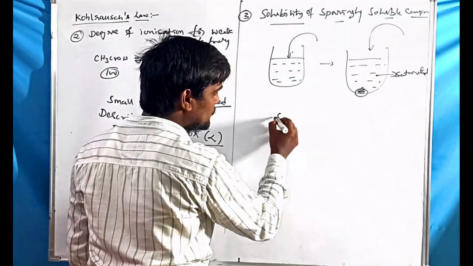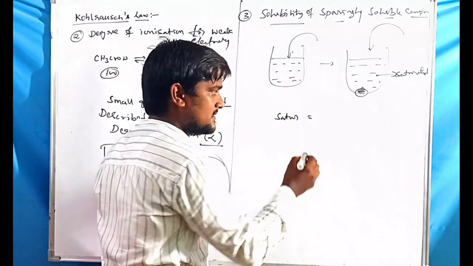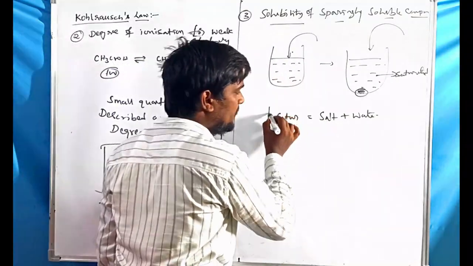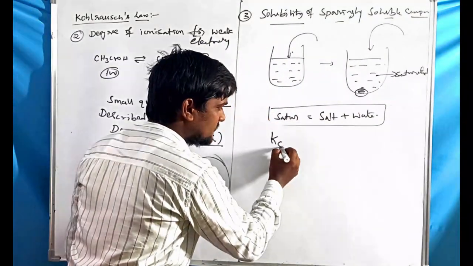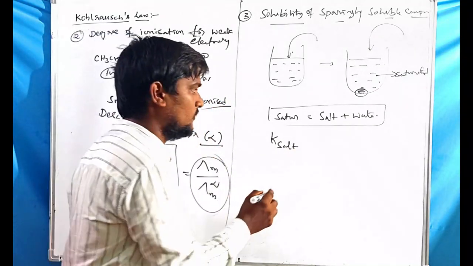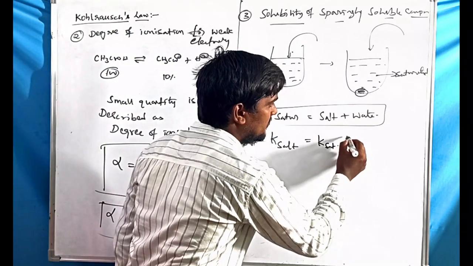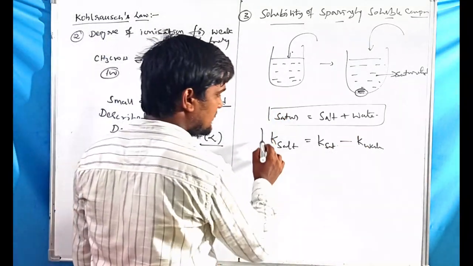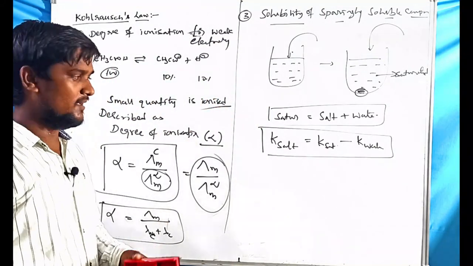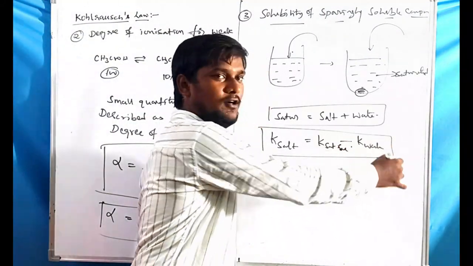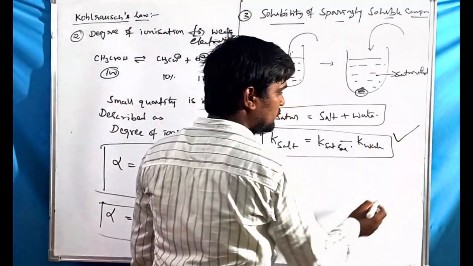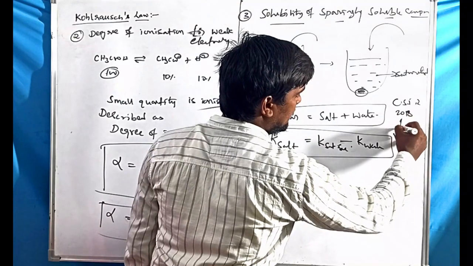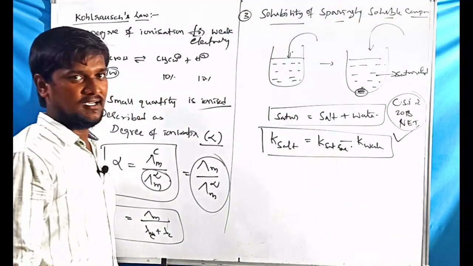So the saturated solution is nothing but salt plus water. With the help of this, the K salt is equal to K saturated solution minus K water. So this is a very useful formula. Based on this formula, a problem was given in CSIR 2018 NET. So don't forget this type of problem.